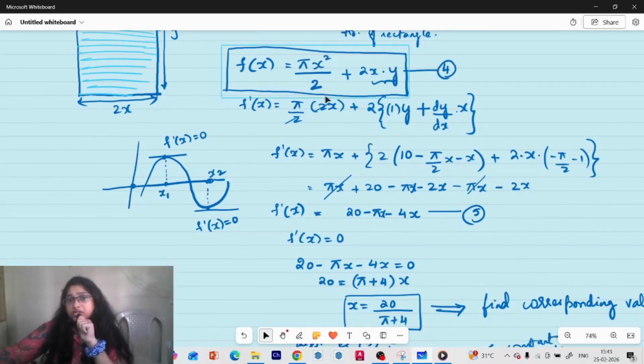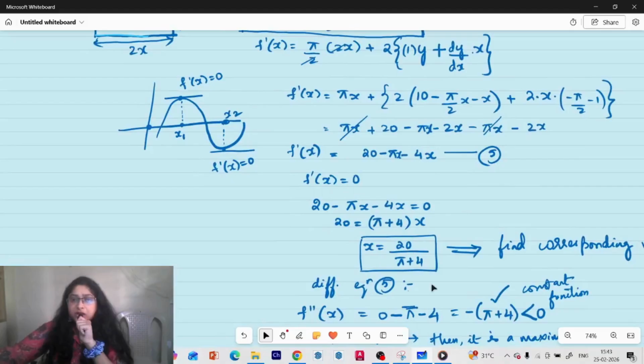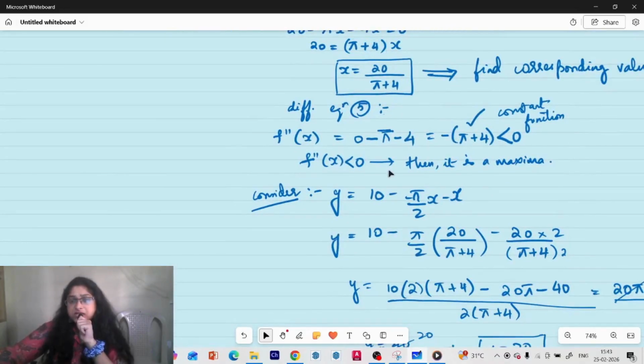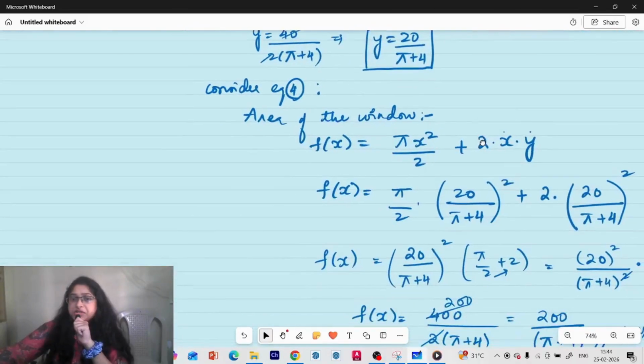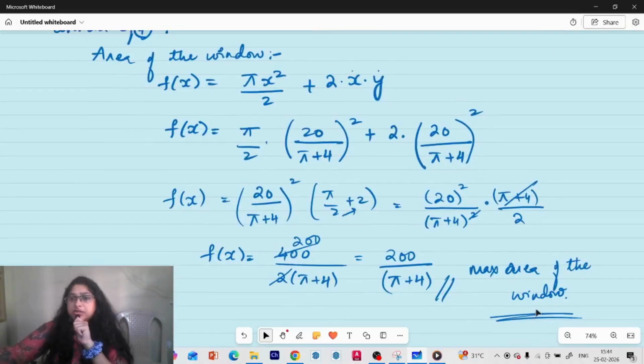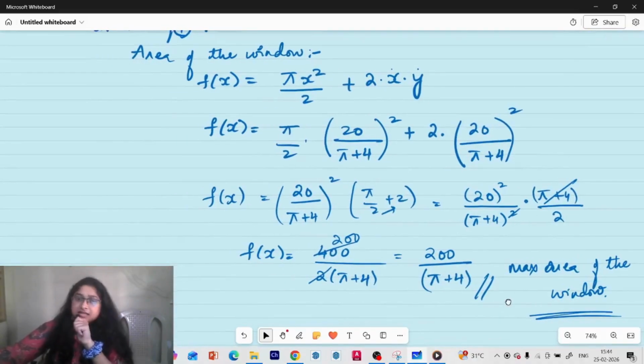And once you have a function, how will you find out the maxima or the minima? The standard process. Differentiate, f dash x equated to 0, get the value of x, then for that value of x get the second order derivative and see if it is less than 0 or greater than 0. If it is less than 0, it's going to be a maxima. So you got the value of x, you can find out the other side, which is y, and once you have that, substitute it back in the area of the window equation to get the maximum area. That's it. Okay, it seems like a really long thing, but honestly it's not.